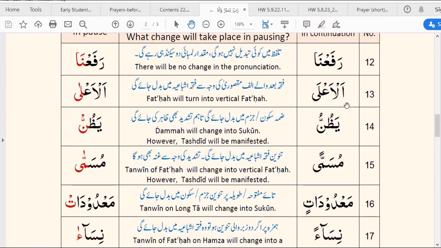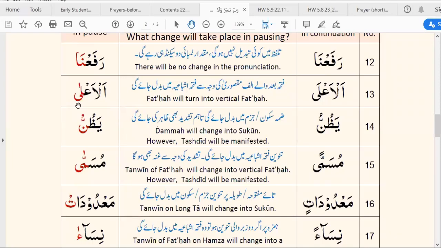So can you say these 2 words with me? This is in continuation. Al-a'la, al-a'la. And in waqf, al-a'la. Al-a'la. And again, al-a'la. Very good. Okay, so I'm going to take you to the exercise.